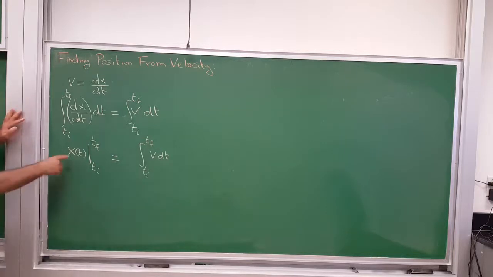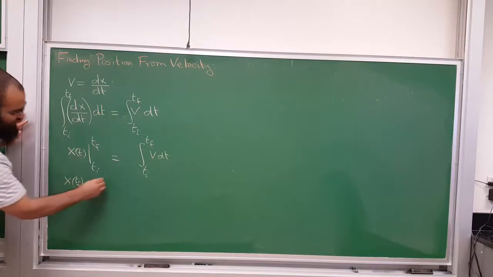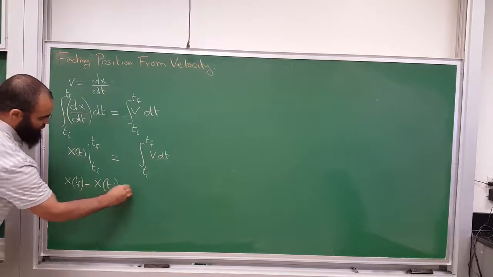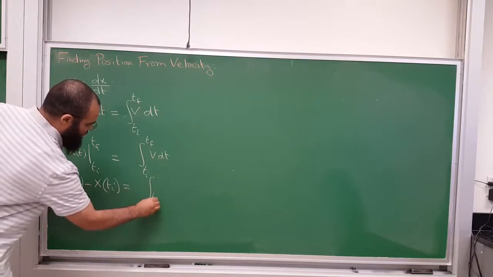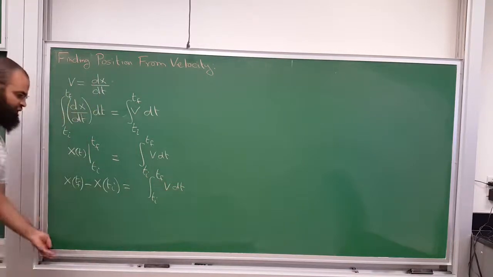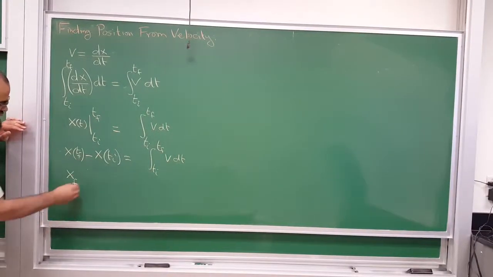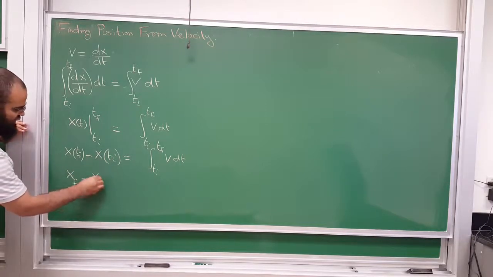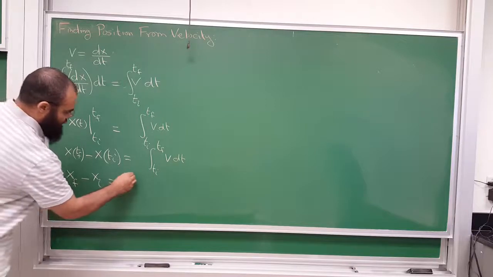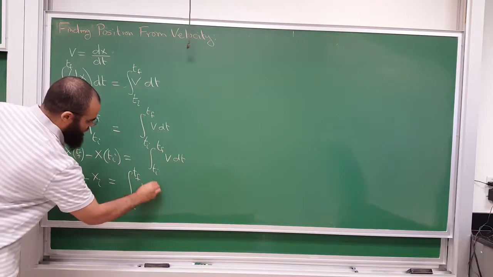We'll do an example of this. And so, how do you evaluate this? You evaluate it at the upper limit, so it becomes x at t final minus evaluated at the lower limit, x at t initial. And then here you have the integral from t initial to t final of v dt. And x at t final is usually just called x final. And x at t initial is usually called x initial. Equals the integral from t initial to t final of v dt.